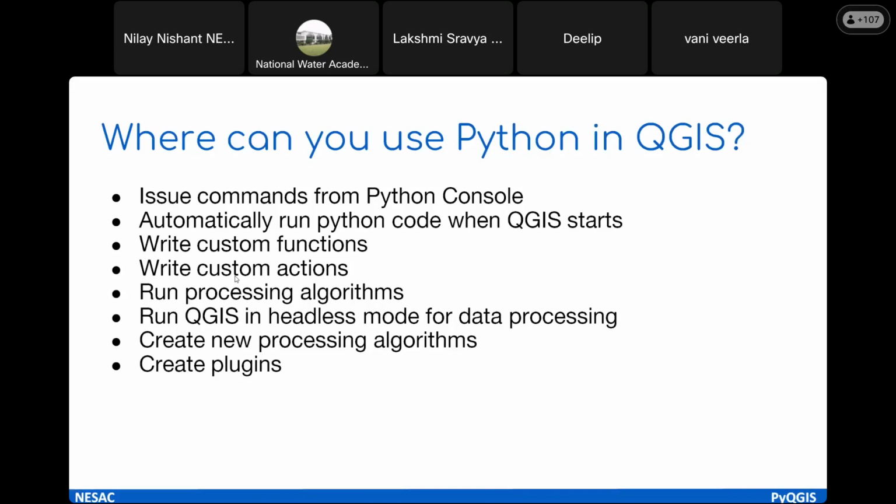Another interesting thing that you can do with Python in QGIS is you can run QGIS in a headless mode. Now, what do we mean by a headless mode? By headless mode, we mean that we need not even start QGIS. We do not even initiate the GUI of QGIS. We can basically run something like a cron job or a scheduler.